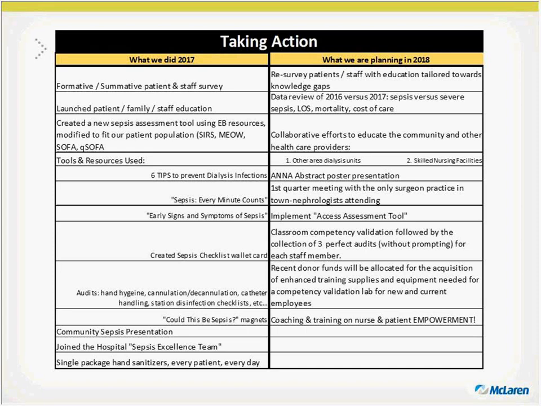And resources from a variety of sources. In the upcoming slides, I also copied some of these resources and included the online links so that you can find them. I do want to underscore the importance of completing meticulous audits during patient care activities. We complete monthly audits on hand hygiene, cannulation and decannulation procedures, catheter handling, and station disinfection. The resources are available to anyone, and they are easy to use.